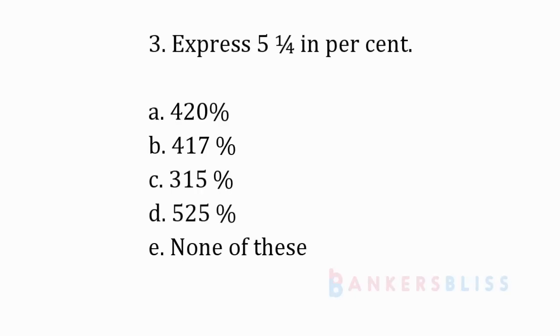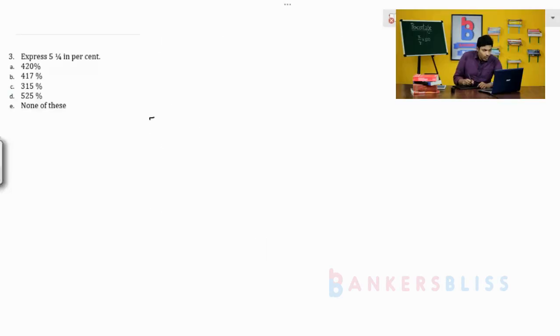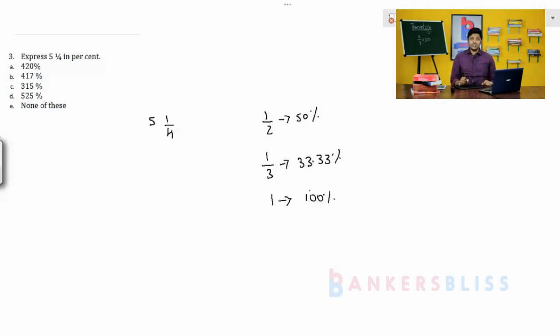Problem number 3. 5 1 by 4 has to be represented in the percentage form. So 5 1 by 4. See here, if it is 1 by 2, then it is 50%. If it is 1 by 3, then 33.33%. If it is 1, then it is treated as 100%. If you convert the fraction from 1 to percentage, you are going to get 100%. So 1 means 100%. The 1 is nothing but the complete 100%.